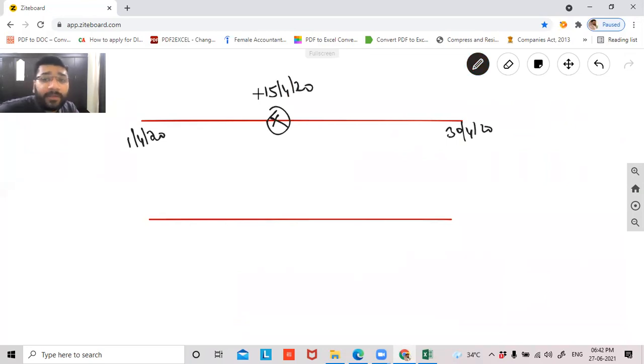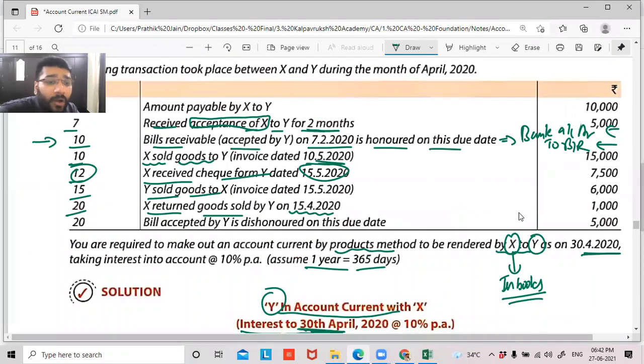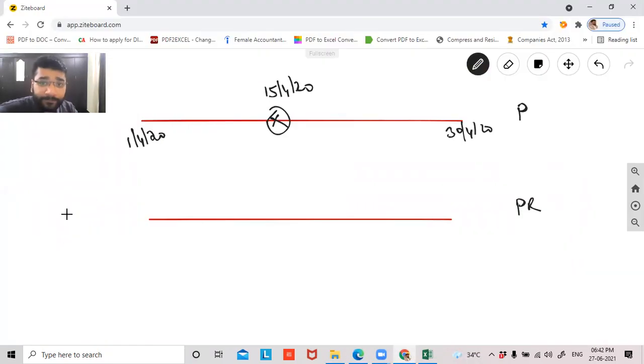When is the return happening? If this is a purchase return, when is the purchase return happening? On 20th of April 2020, the return is happening. Now tell me, Roshni, any problem in this? No, sir.